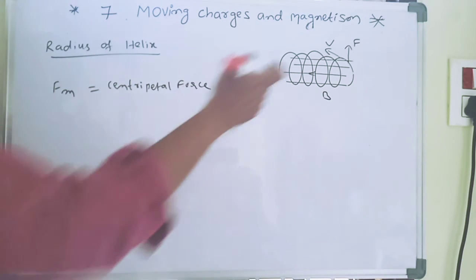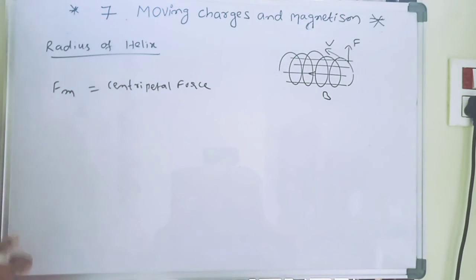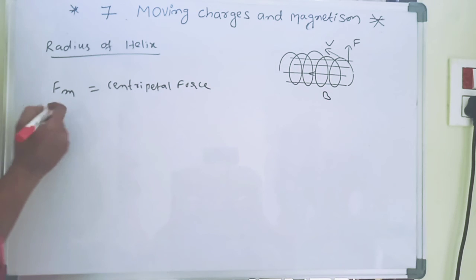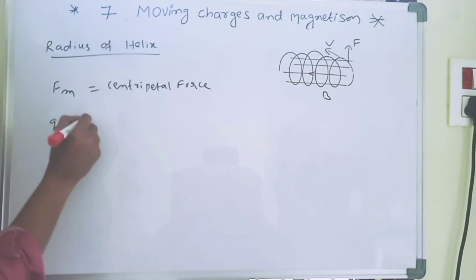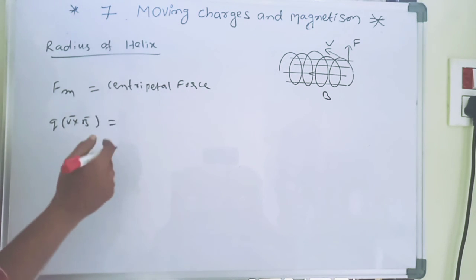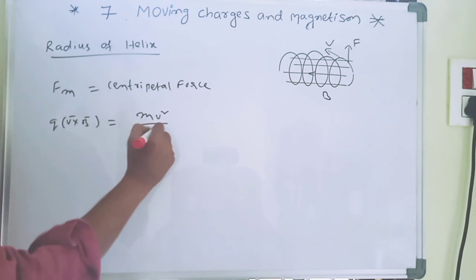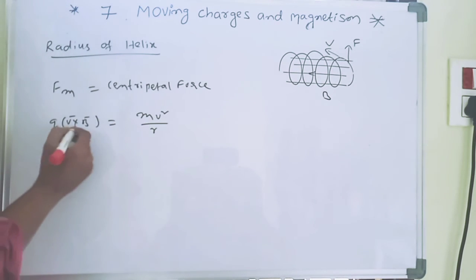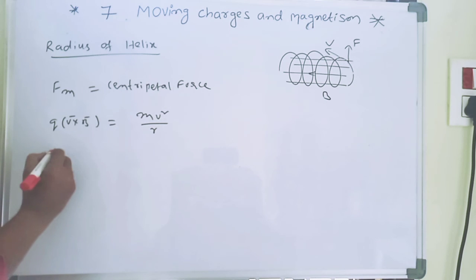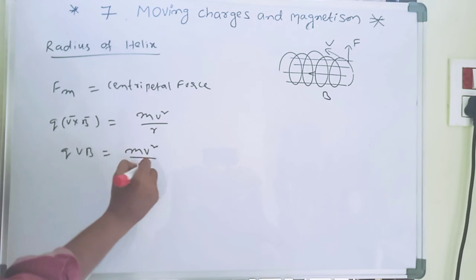Because that is in helical motion, this is nothing but a circular path. So that magnetic force is centripetal force. What is the magnetic force formula? Fm is equal to Q into V cross B. I am writing Q V B, and the centripetal force formula is F is equal to mv square by r. Here theta is already known to be 90, so I am writing QVB is equal to mv square by r.